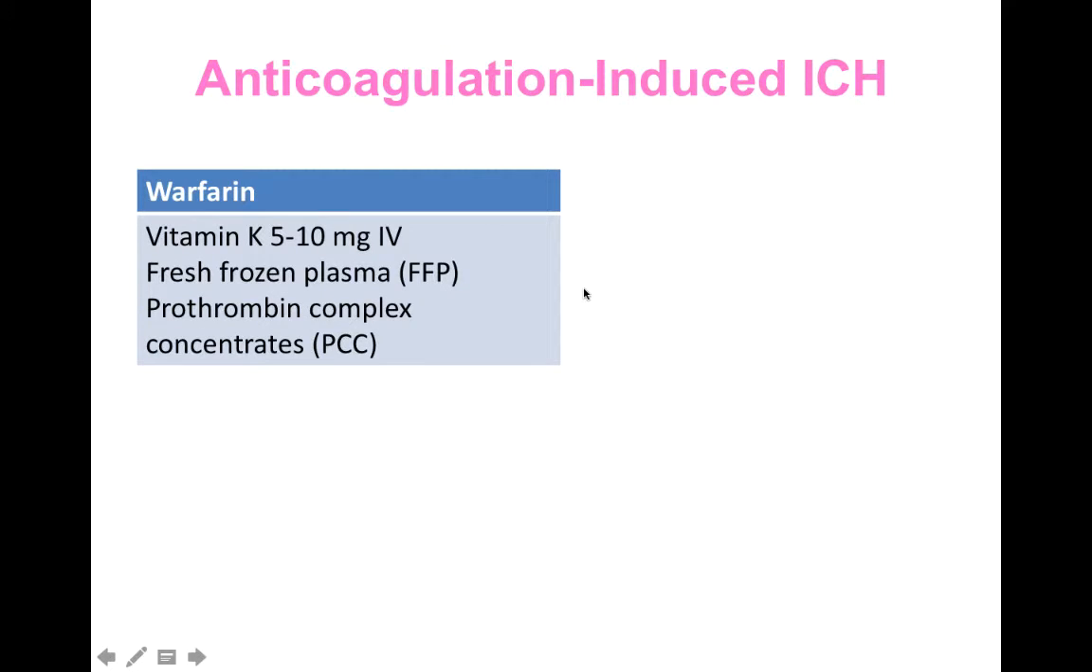So, in summary, we just discussed the treatment options for warfarin related intracranial hemorrhage. So, that's going to be IV vitamin K at a dose of 5 to 10 milligrams, and then consider either fresh frozen plasma or prothrombin complex concentrates. Both of these will give you a little bit quicker reversal of your INR while the vitamin K kicks in.